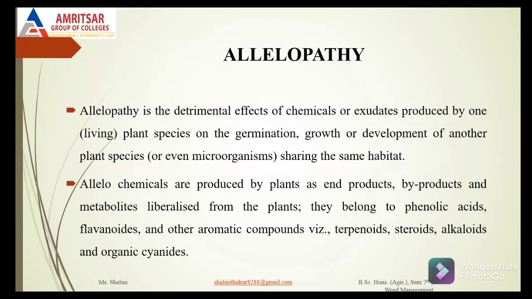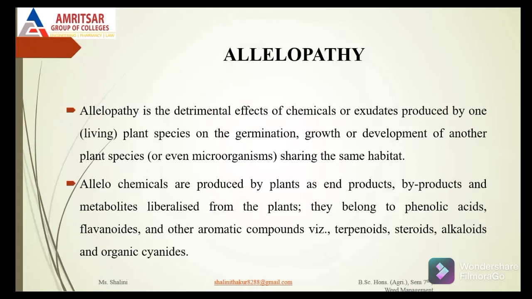Next is the term allelopathy. It is the adverse, detrimental or destroying effect of chemicals released by different plant species. What does it mean? Allelopathy is the process in which plants exude chemicals which are harmful to another plant species, harming their germination, growth and development, when sharing the same habitat. If there are two weeds and one is an allelopathic weed, it will show an adverse effect on any other plant or weed species. The chemicals they are releasing are known as allelochemicals.